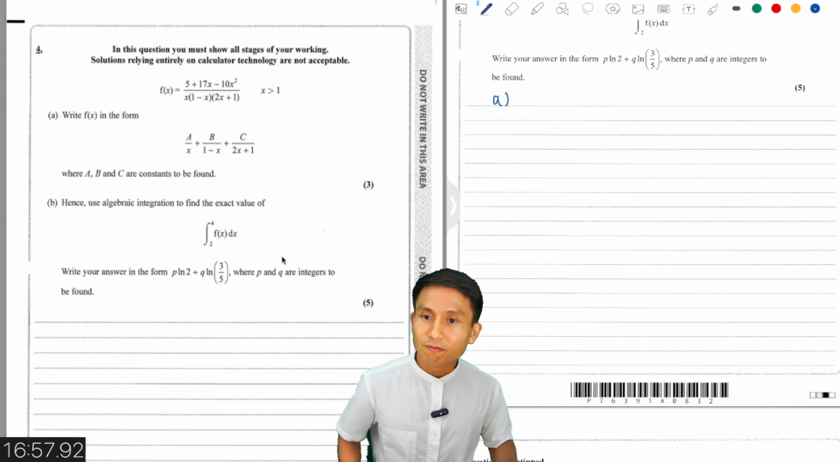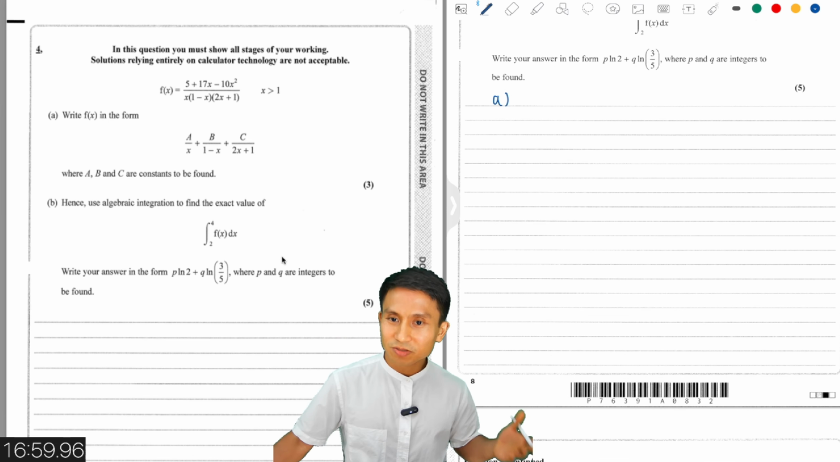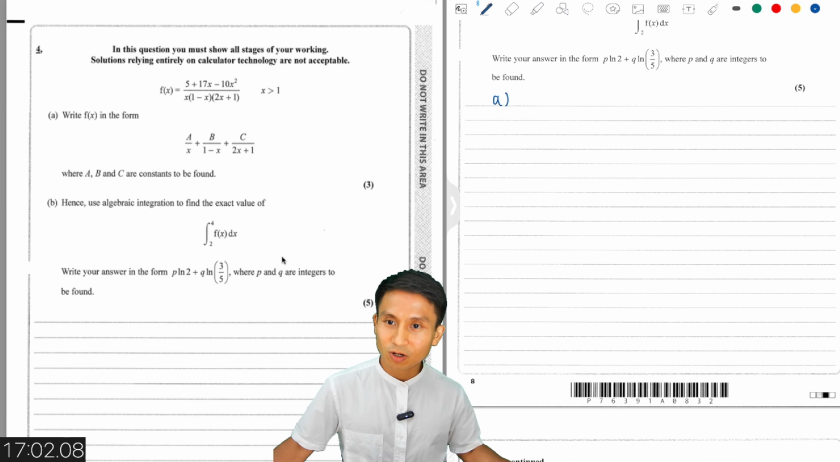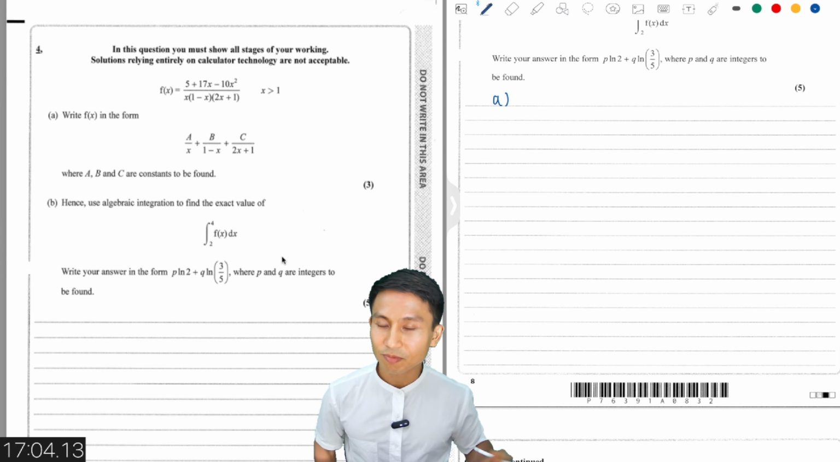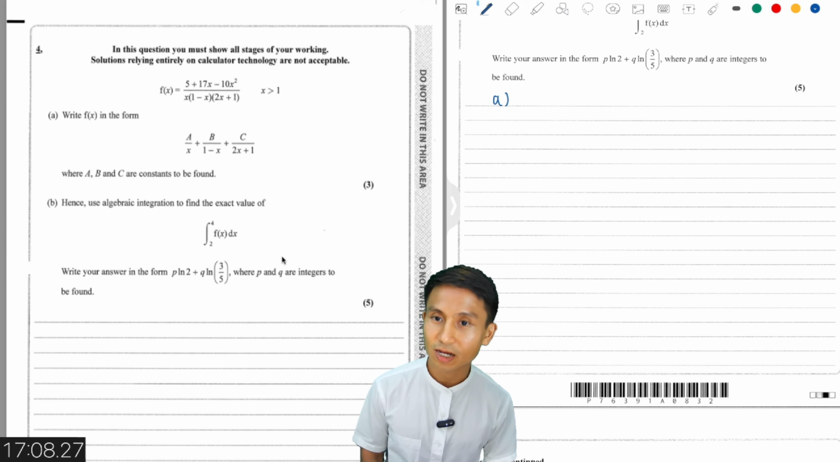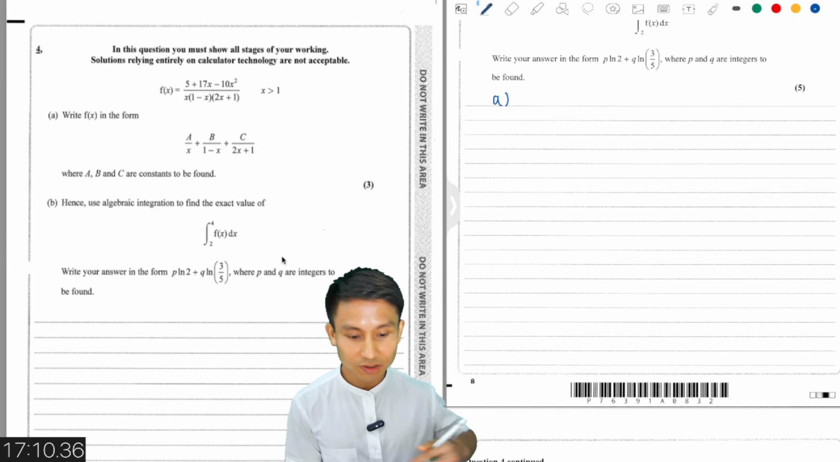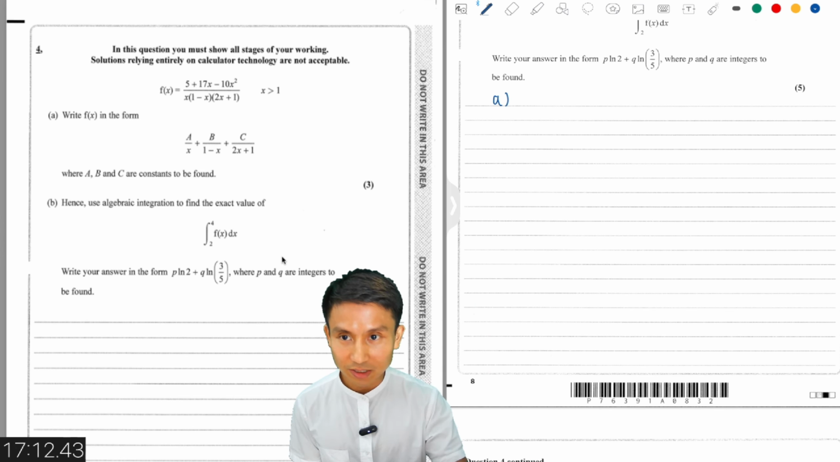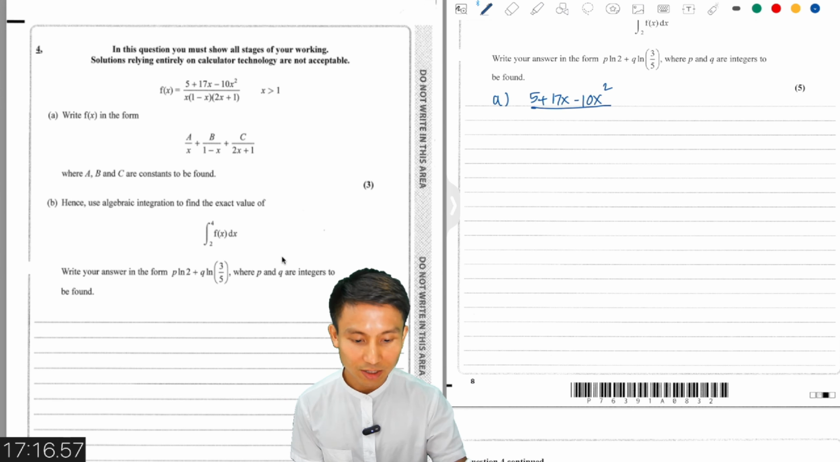Write f(x) in the form of that. Okay, so this is just partial fractions. The numerator has the leading power of 2, so that's just quadratic, so we don't have to do long division here. So let's just split into 5 plus 7x minus 10x squared divided by x(1 minus x)(2x plus 1).